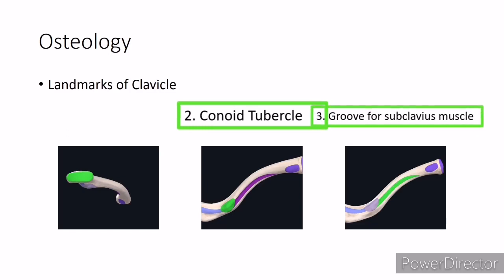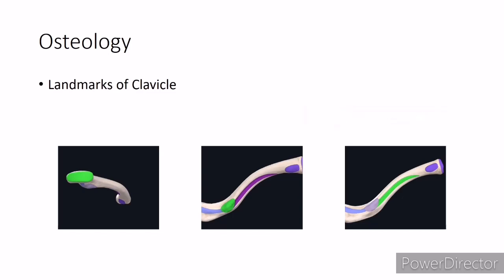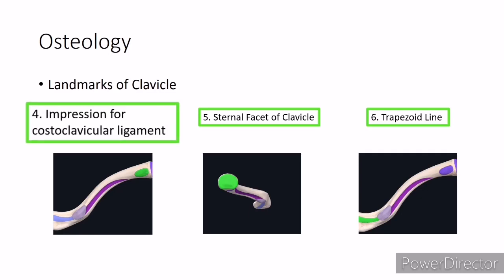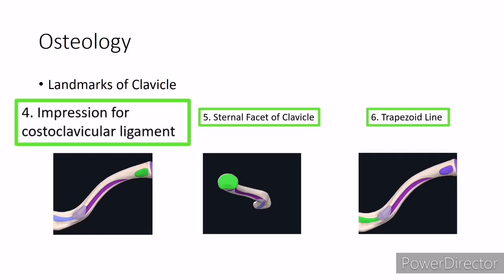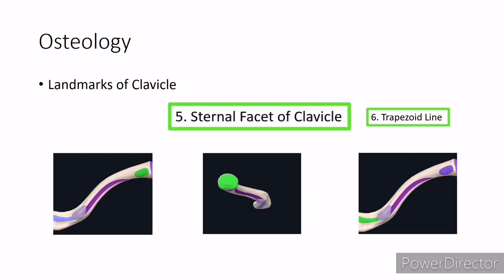The conoid tubercle is a small roughened elevation on the inferior surface near the acromial end. This serves as the attachment area for the conoid ligament part of the coracoclavicular ligament. Next is the impression for costoclavicular ligament, sternal facet of clavicle, the trapezoid line.